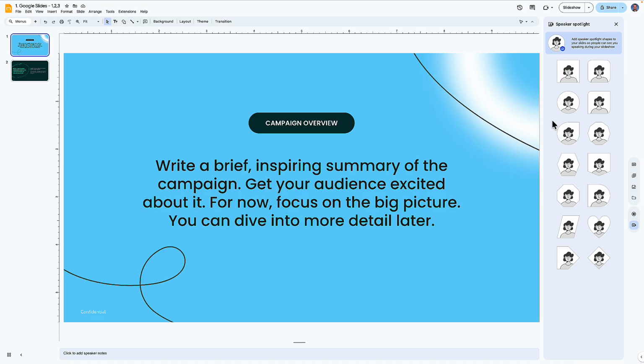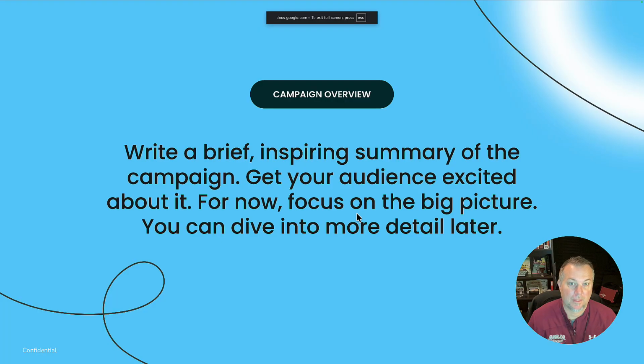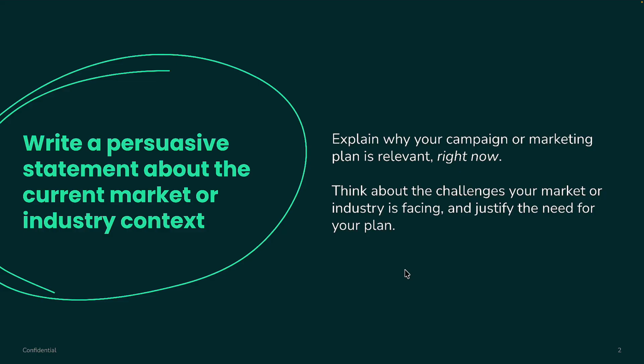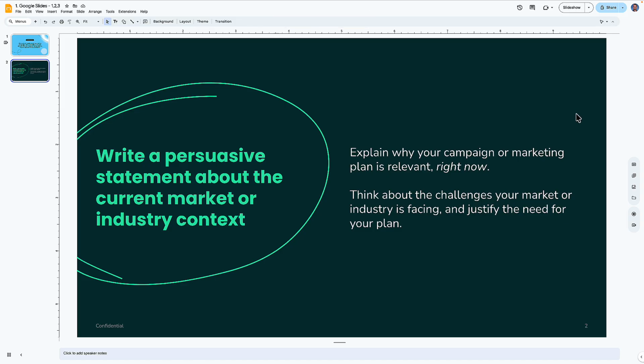Here's how it works. You simply choose a style, and then you position it where you want it to go, and then we will go ahead and use the camera in the slideshow. So we'll choose this option, and here I am. And my audience now can see my presentation and they can also see me speaking. Let me get out of that. There we are. That was Speaker Spotlight.